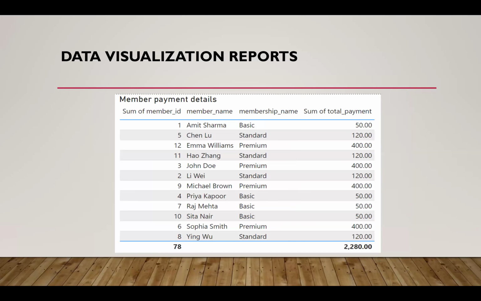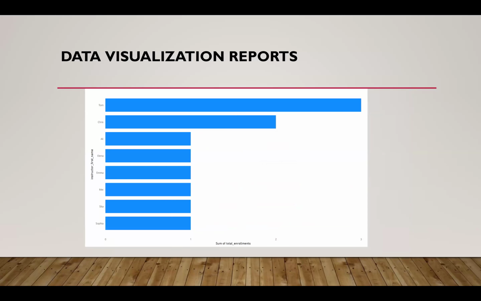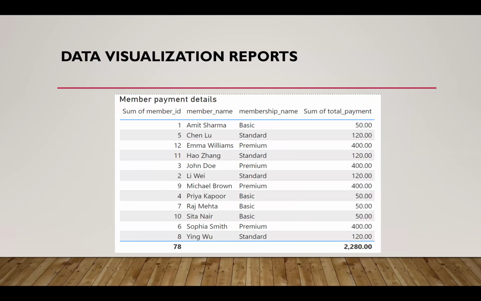This slide is the member payment report. This report provides a detailed table summarizing member payment details. It includes the member ID and the name, the type of membership they hold, and the total amount they have paid. The summary at the bottom shows the total revenue generated, which aligns with the data visualization earlier. This detailed breakdown helps ensure transparency and accuracy in financial reporting. Next one.